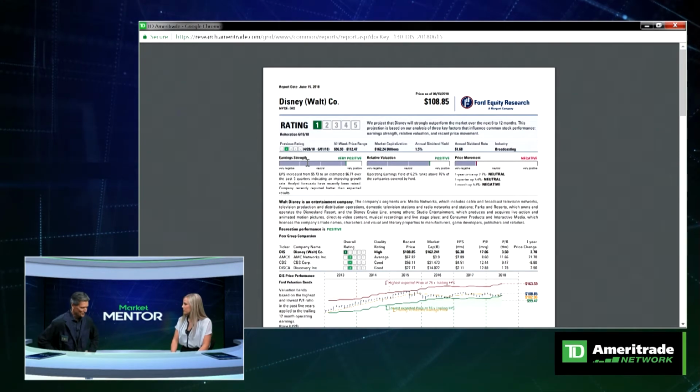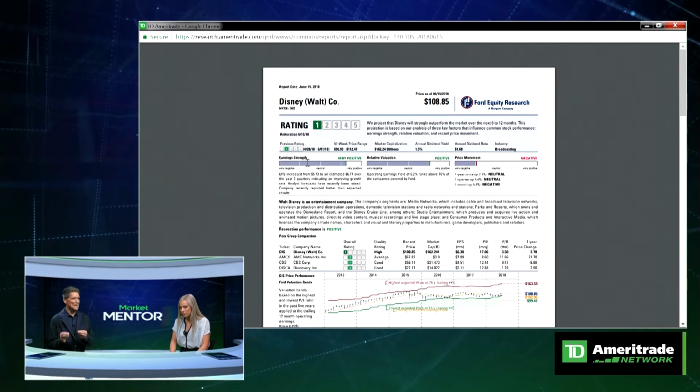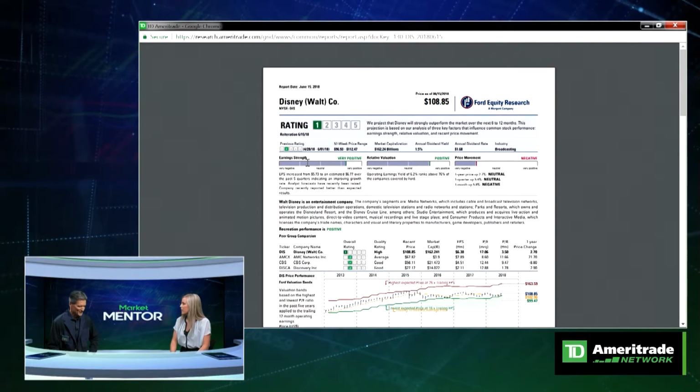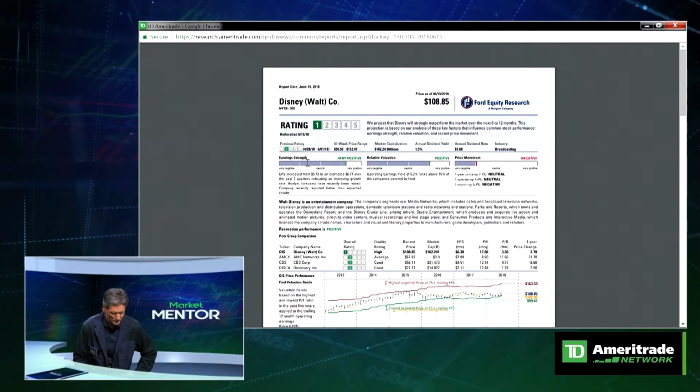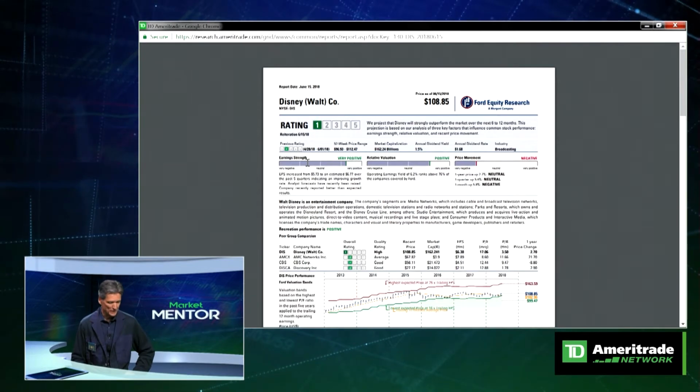So that's an important number, and we talk about that all the time. EPS, earnings per share. So that's an important one. How are they rating that one? Very positive. Okay, so they're positive there. Let's look at the next group.